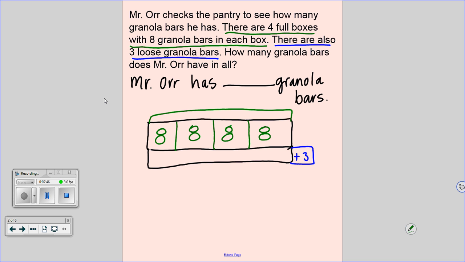Jackson? I have 4 groups of 8. So with that color that you use to write in all your 8s, I want you to write 4 groups of 8 equals box. You're doing that in the same color that you wrote all those 8s in.